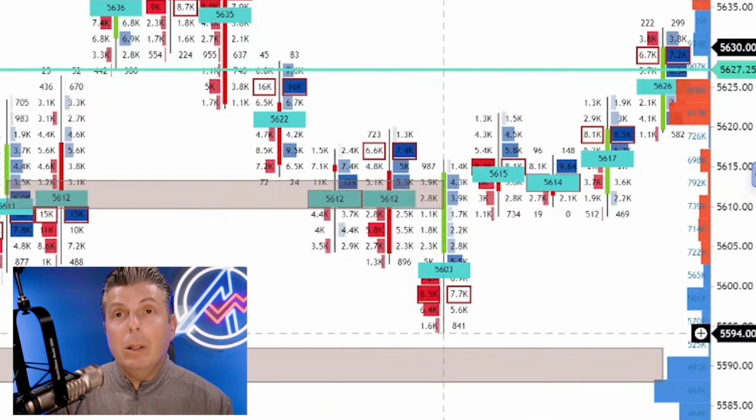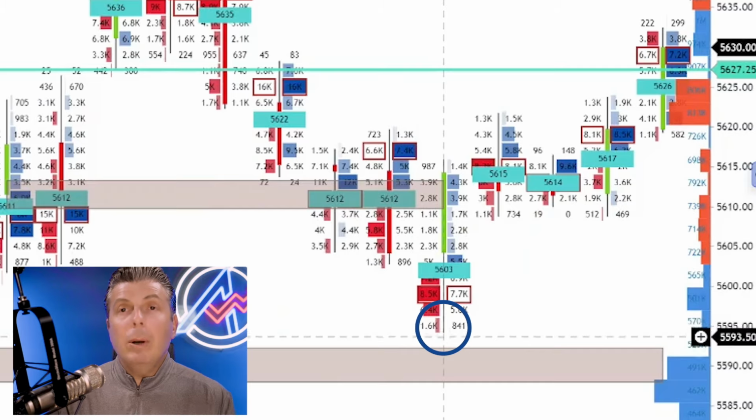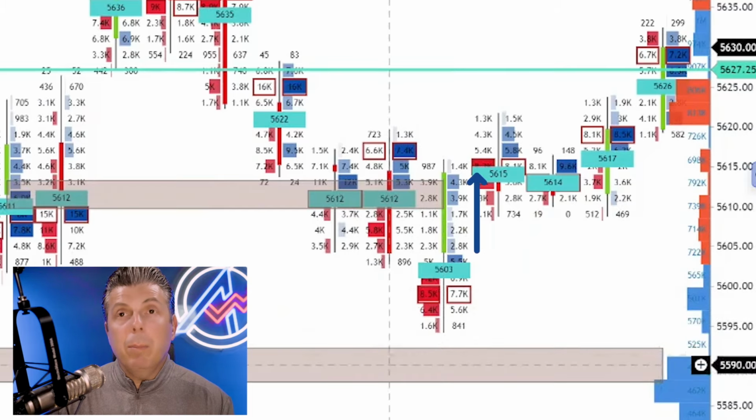And you see that on a lot of lows as well down here, 1.6K to 800, and the market squeezed up, which I like that one. I'll explain in a little bit why. So that's what I have on there.